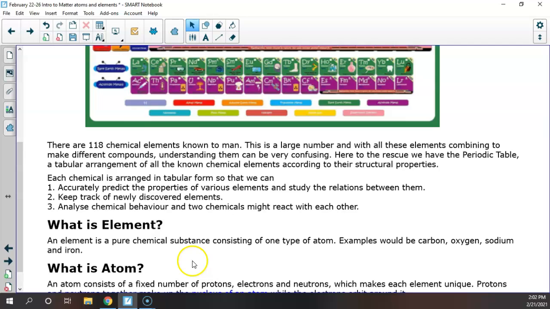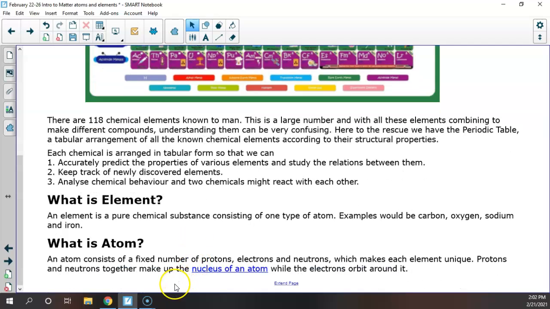So what is an atom? An atom consists of a fixed number of protons, electrons, and neutrons, which makes each element unique. Protons and neutrons together make up the nucleus, or the center of an atom, while the electrons orbit around it, almost like we orbit around the sun. Now, it's important to understand how protons, electrons, and neutrons work as we move further into electricity when we move into energy.